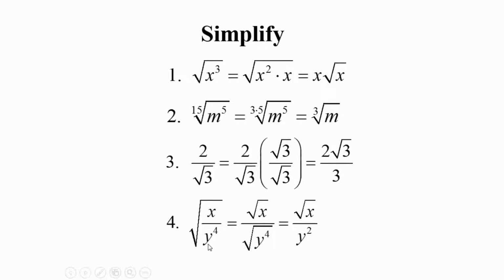And finally, here, no fraction under the radical. Well, there's a fraction under the radical, so you're not done. So you separate the numerator from the denominator: square root of x divided by square root of y to the 4th, and the square root of y to the 4th would be y squared. So square root of x divided by y squared. Now you're done, and it satisfies all four laws or rules of simplifying radicals.